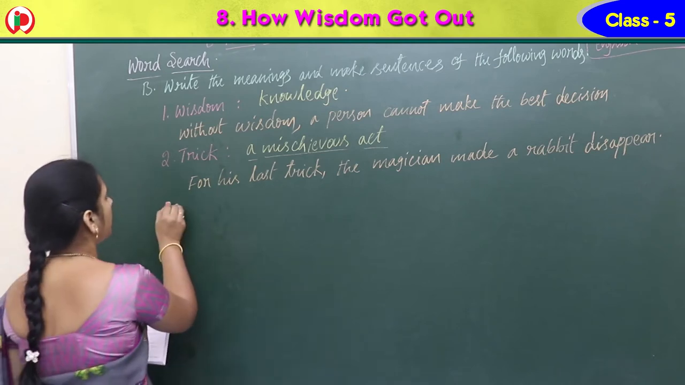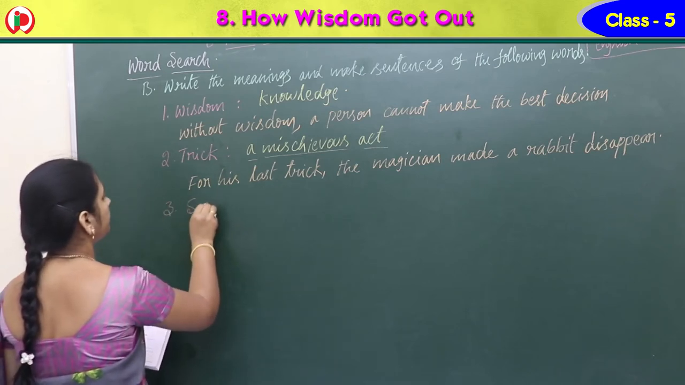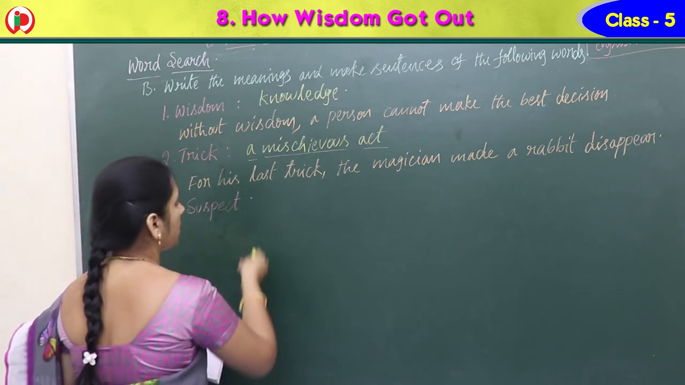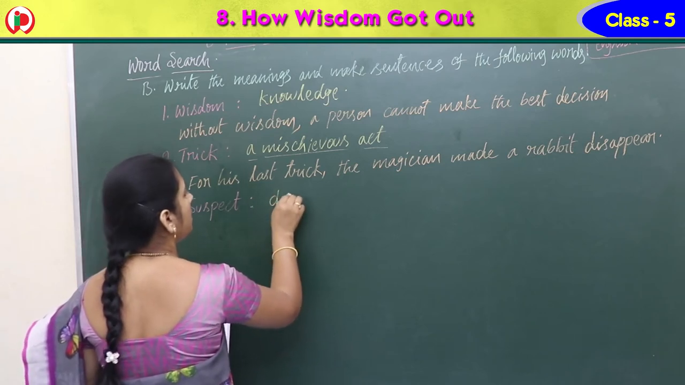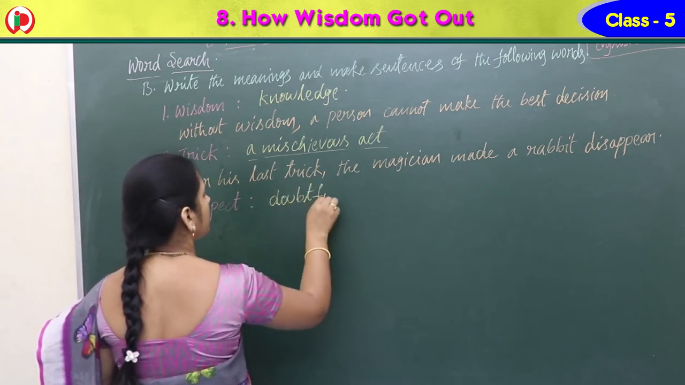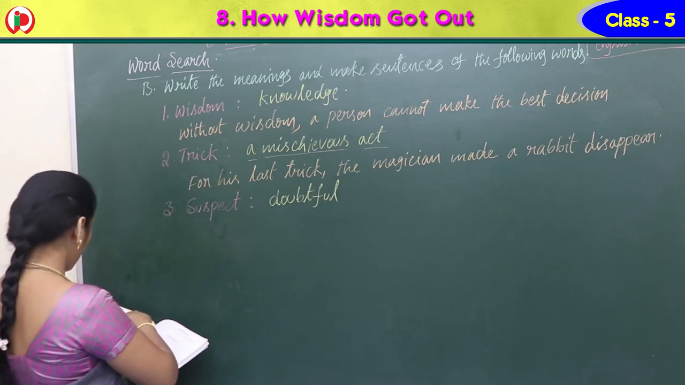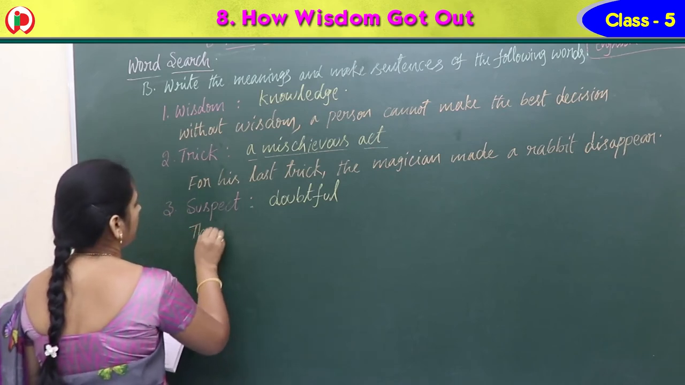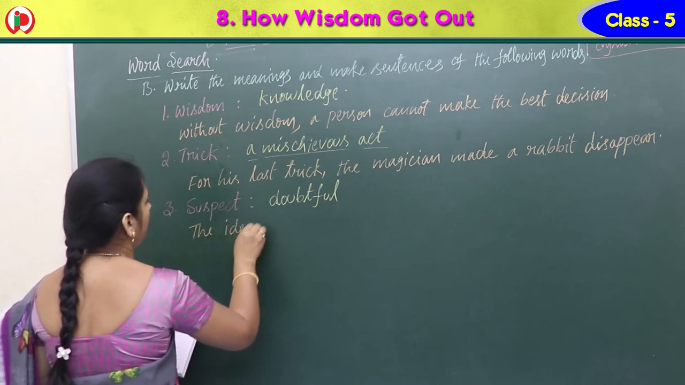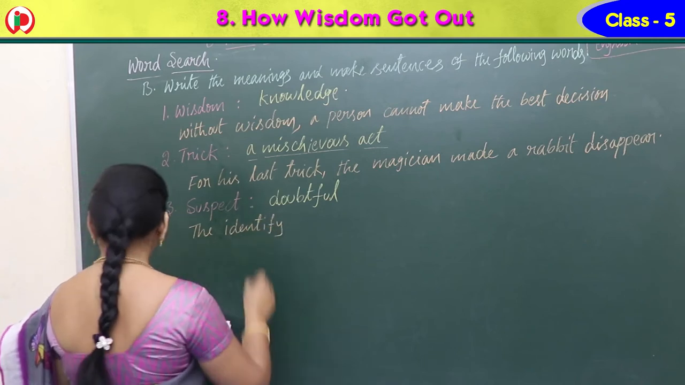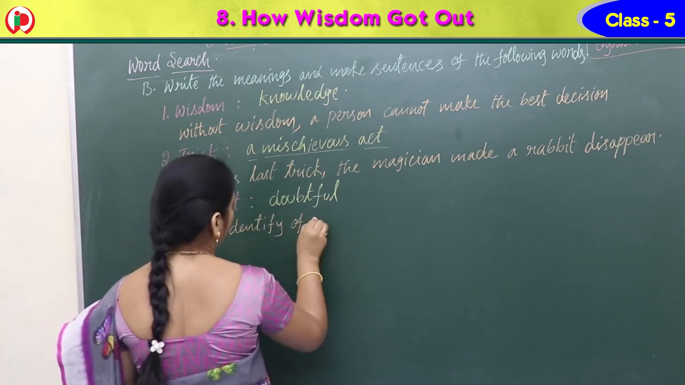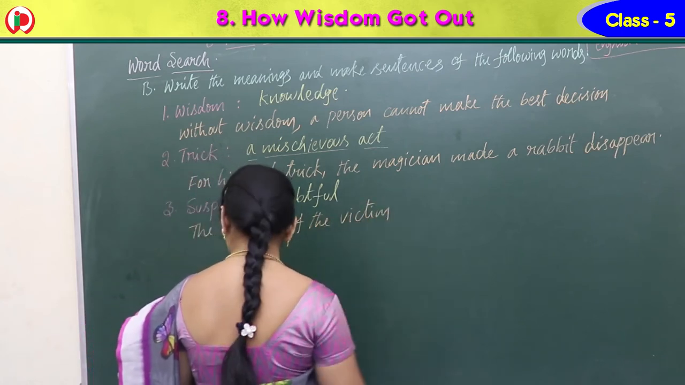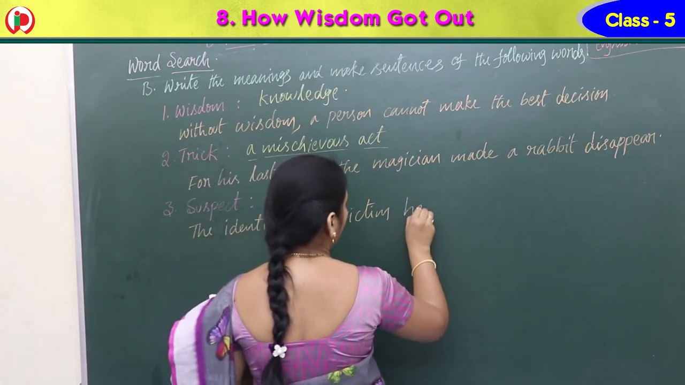And see the next one, suspect. So suspect means what? I told you in the lesson. Suspect means doubtful. So what is the sentence? We can write it. See the sentence. The identity of the victim has not been released.